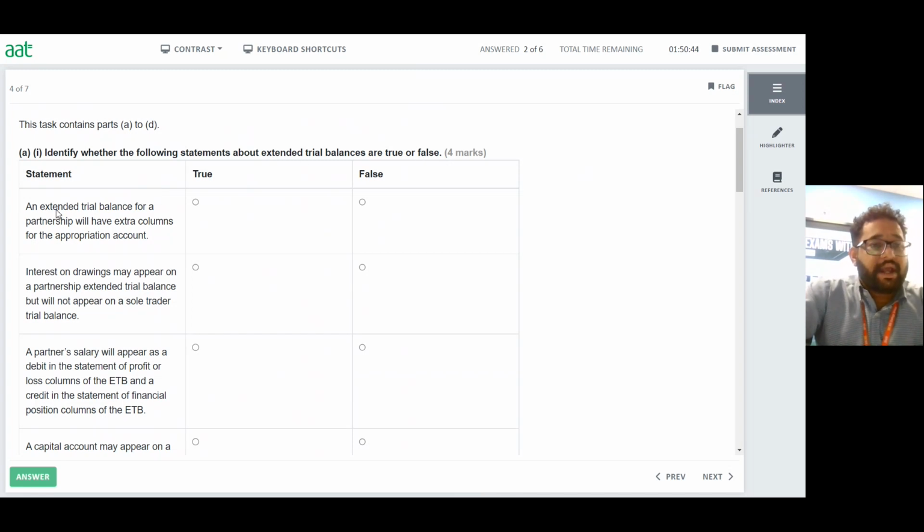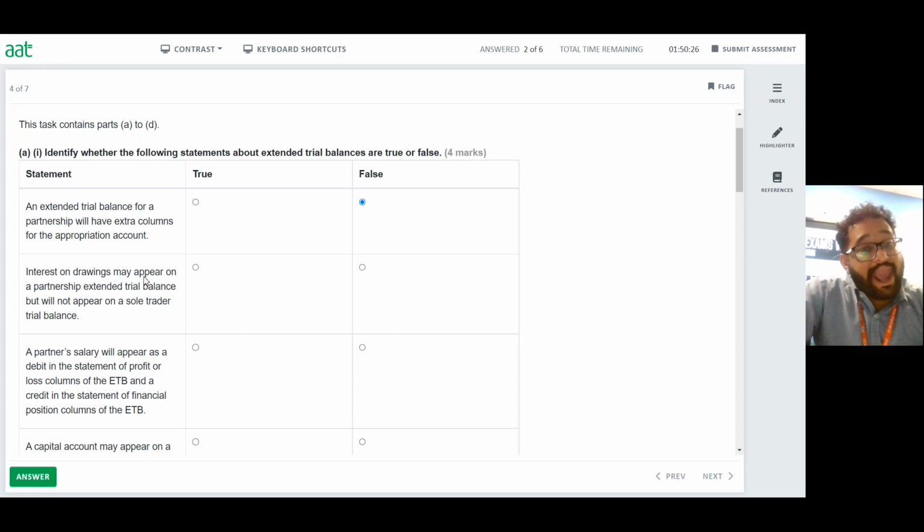Okay, so here: an extended trial balance for a partnership will have extra columns for the appropriation account. What is the meaning of appropriation account in the extended trial balance? We don't do that there. We will do it as a separate appropriation account. So therefore, this is the false statement.